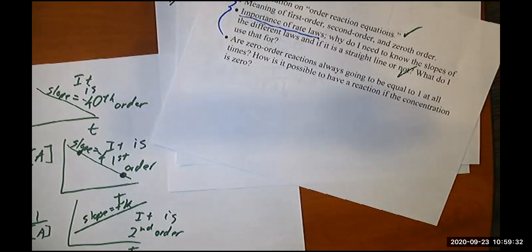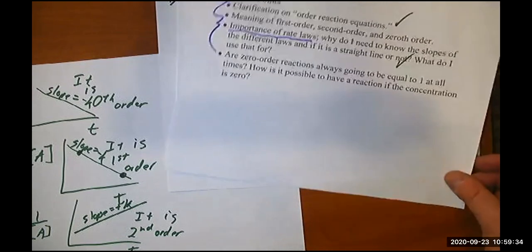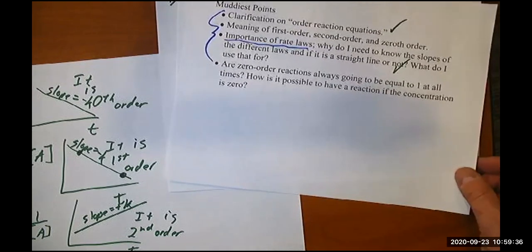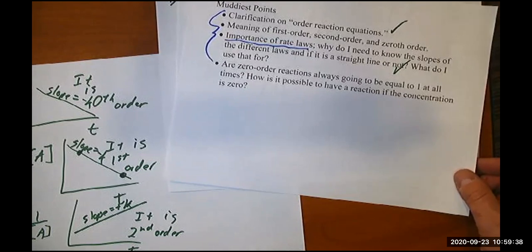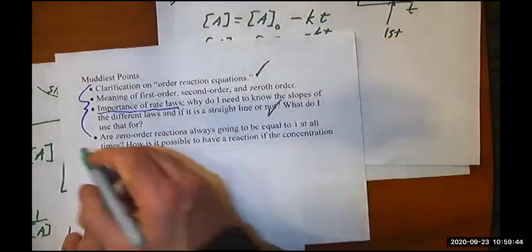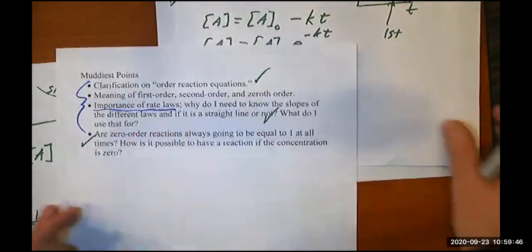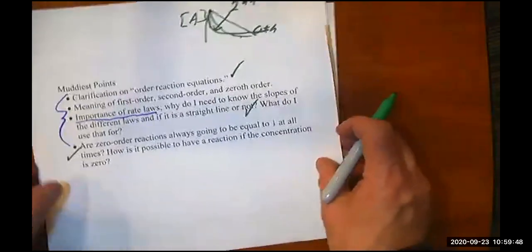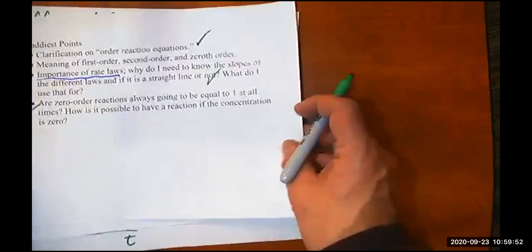Any other clarifying questions? Kinetics in general. Okay, let us talk about the last question from the muddiest points list. Zero order reactions, always going to equal 1 at all times. How is it possible to have a reaction if the concentration is 0?